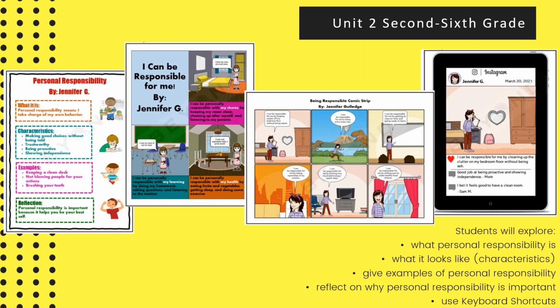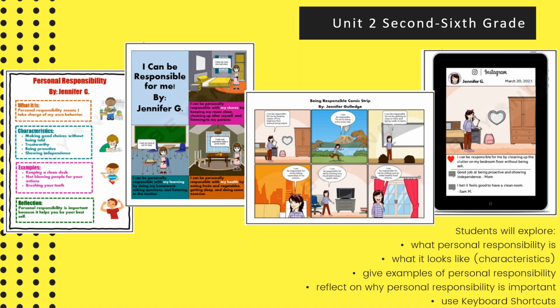When we move up into our 2nd to 6th grade students, they're going to be talking about what personal responsibility is, what it looks like. They're going to give examples. They're going to reflect on it. They're going to use keyboard shortcuts. You will see that in 2nd grade, they're going to make a booklet, I can be responsible for me. They're going to cut that up and make it into a booklet. This is a digital illustration, but they can also use hand-drawn illustrations.